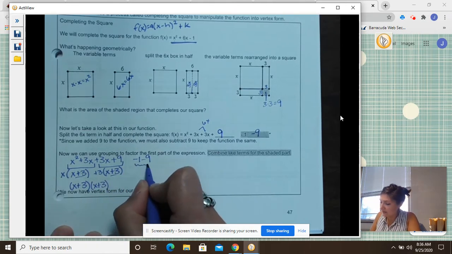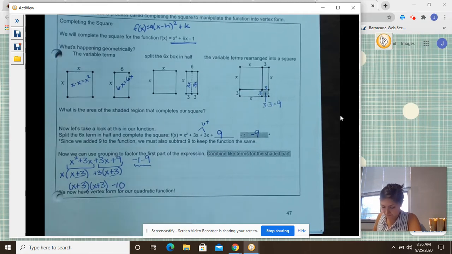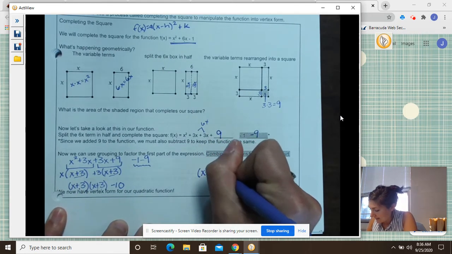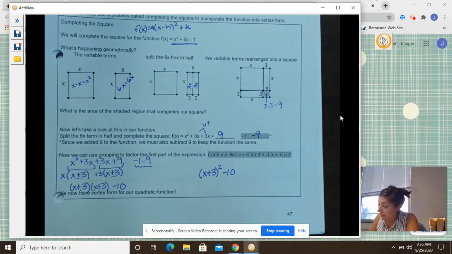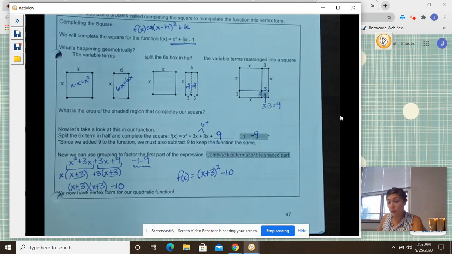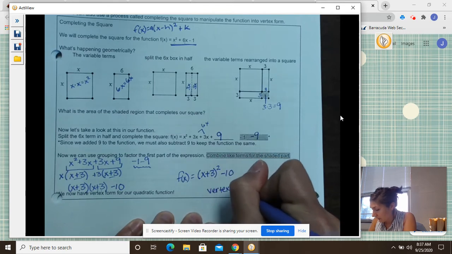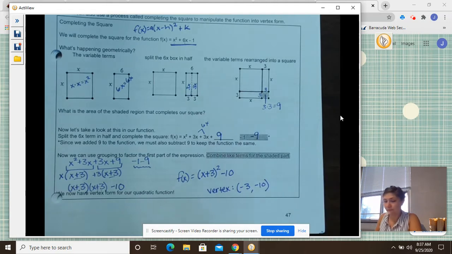Here at the end, I'm just going to combine these like terms. So -1 and -9 would be -10. And then remember that if I have the same factor twice, I can actually just write that as a square, x plus 3 squared minus 10. Well, now I have my function in vertex form. Okay? I can see that my vertex would be -3, comma, -10.